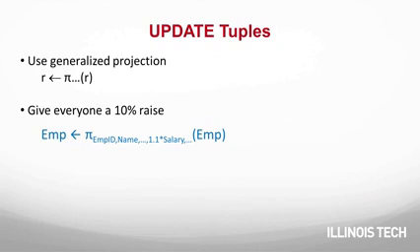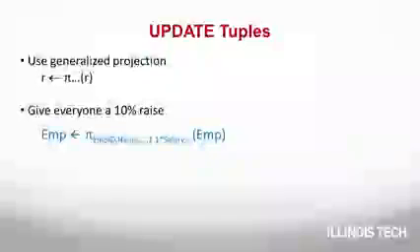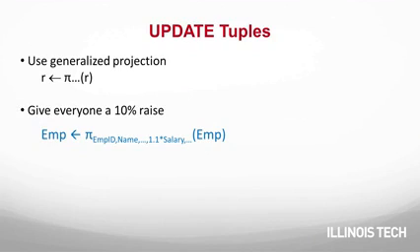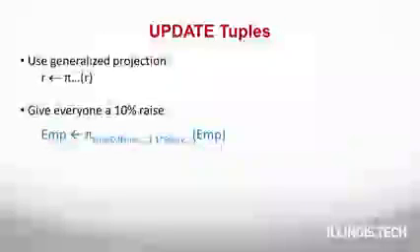Suppose we want to give everyone in the company a 10% raise. That would be nice, right? So we can use generalized projection. We project all of the attributes in the employee table to themselves. We keep all of them. We keep employee ID, name, everything else. But when we project salary, we project it to be 1.1 times the salary. So now we have a set of tuples with all of the information the same, except that the salary is increased by 10%. That information is then stored back in the employee variable, which updates essentially all of the tuples to have a 10% higher salary.